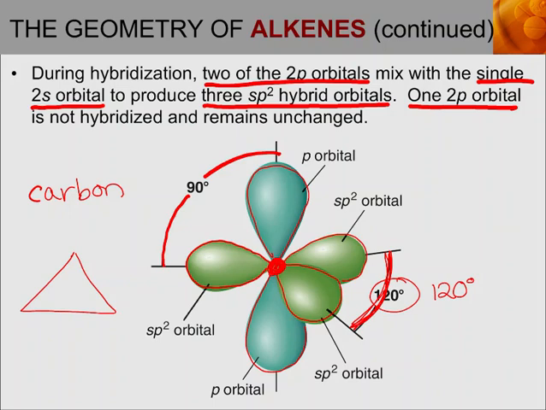So now each of the sp2 orbitals has an electron that's unpaired, so those could go on to bond with a hydrogen, another carbon, those could go on to form covalent bonds with other atoms. And our p orbital also has an unpaired electron, and we'll talk about what that will do in a second.